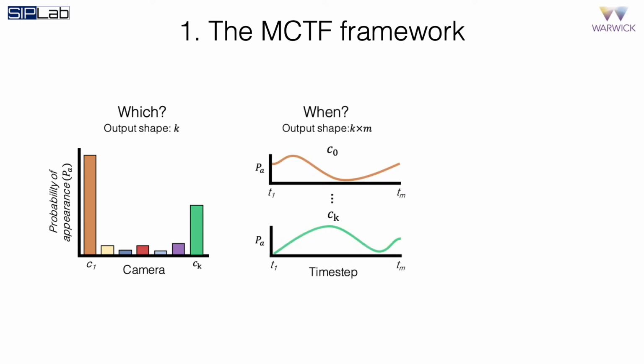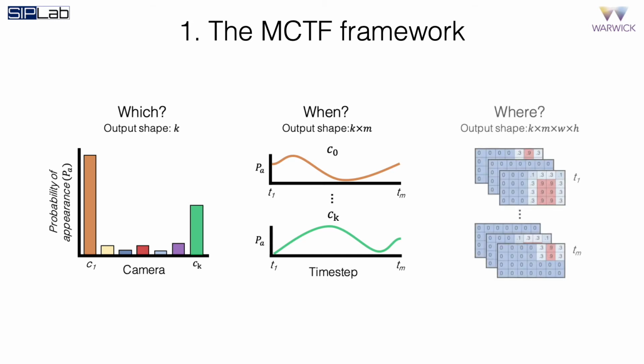At the second level, we consider when the individual will reappear in addition to in which camera. The output for this formulation is two-dimensional, with a value for each camera and future time step up to time step m. Finally, we consider where within the camera view the individual will reappear. We divide each camera view into a W by H grid. The output is therefore a tensor of dimension k by m by W by H.